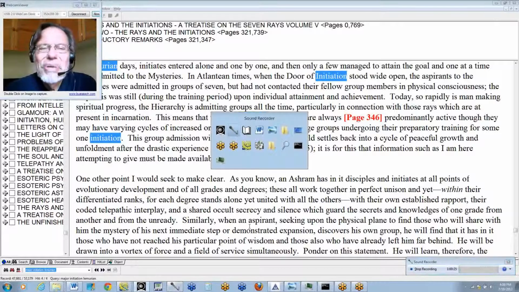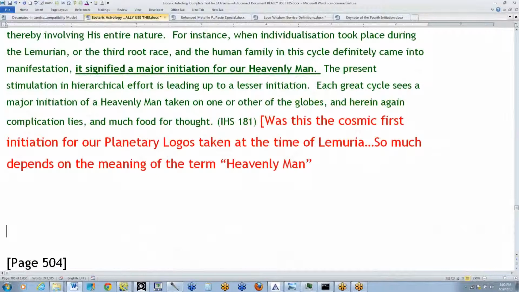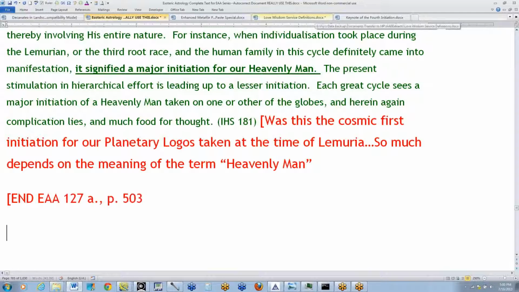Well, we seem to be mercifully at the end of Esoteric Astrology Adventure 127A, still on page 503. We haven't moved very far, have we? And beginning of Esoteric Astrology Adventure 127B, also on page 503.